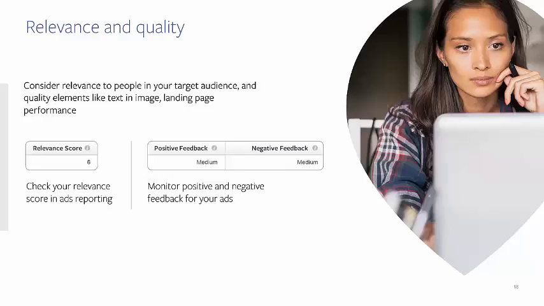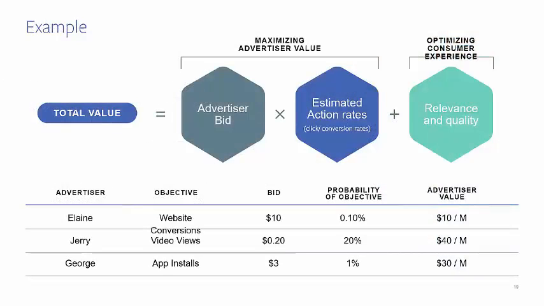Also, as part of this relevance and quality component in the total value equation, consider how well this ad is doing based on the quality variables we consider, like text in the image or bounce rate. Both of these could hurt your competitiveness. So let's check out a real example. Well, real-ish. None of these people are actually real.